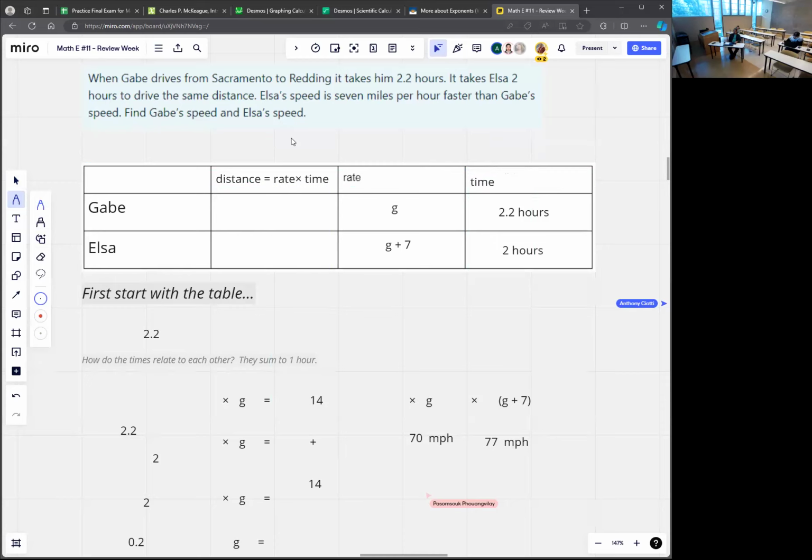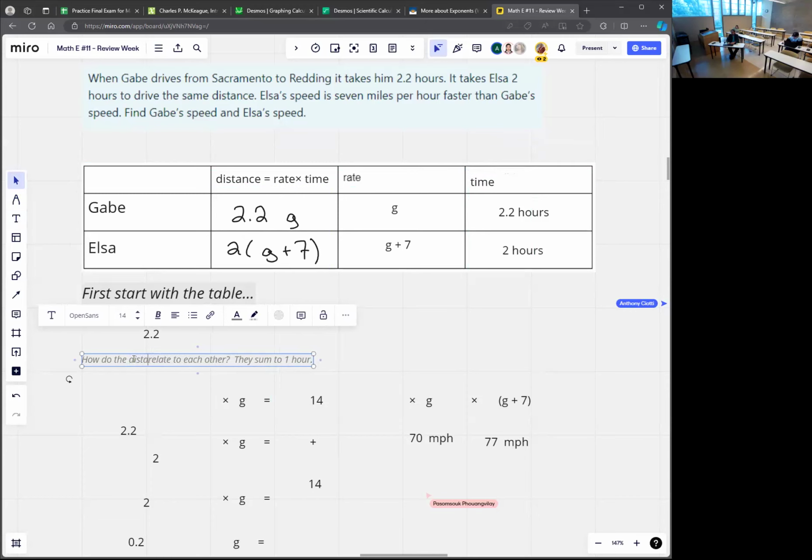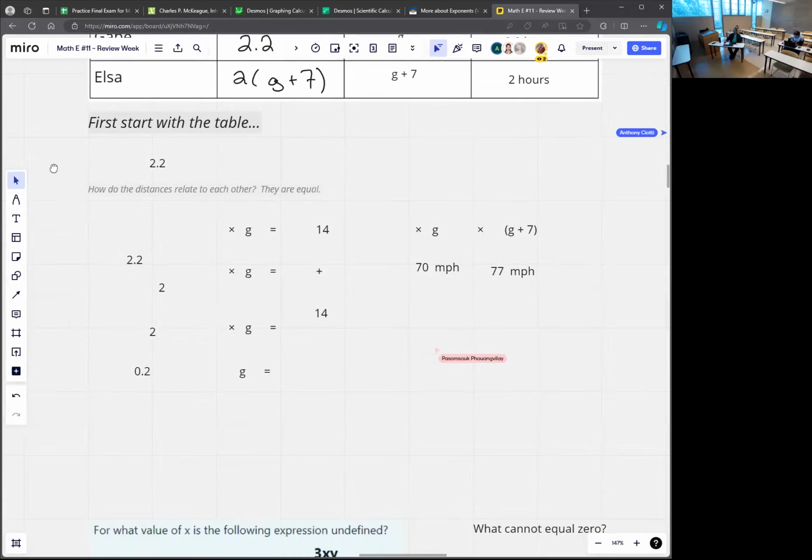So Gabe's distance is 2.2 times G. And Elsa's distance is 2 times G plus 7. Oh, and I didn't edit my box right. So this should be, how do the distances relate to each other? They are equal. They both drive the same distance, San Francisco to Reading. So we can just take the two things I wrote in the distance column and set them equal to each other and then solve. So, jigsaw puzzle time.